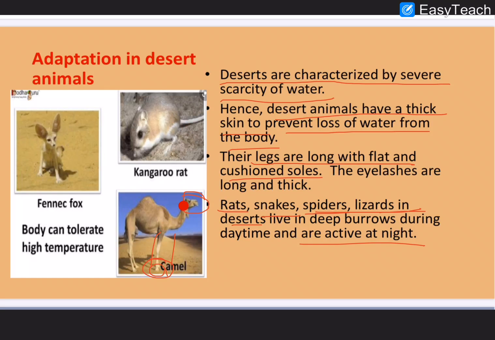So these are the adaptations in desert animals. They are adapted to withstand high temperature. Their skin is very thick so that they can prevent loss of water, and their eyelashes are long and thick so that they can protect their eyes from the sand.